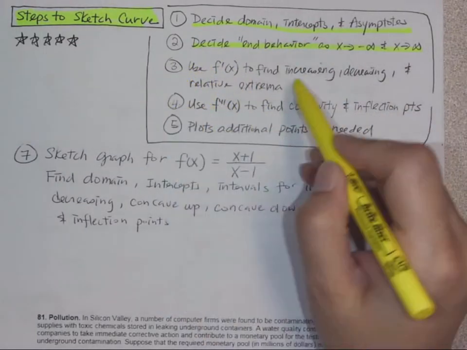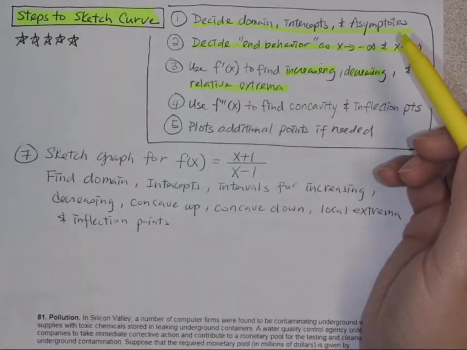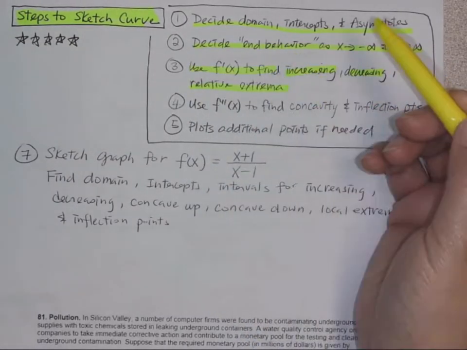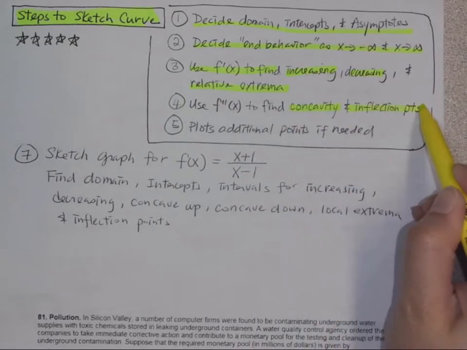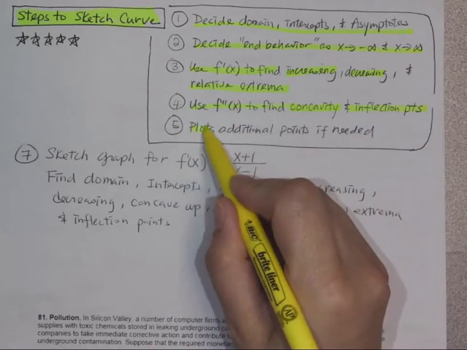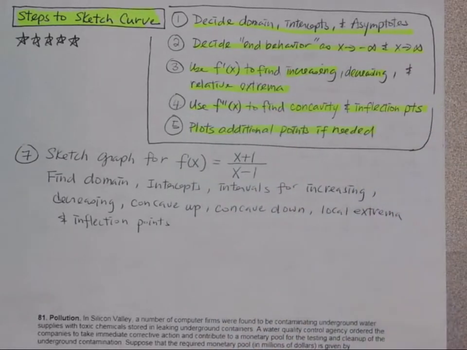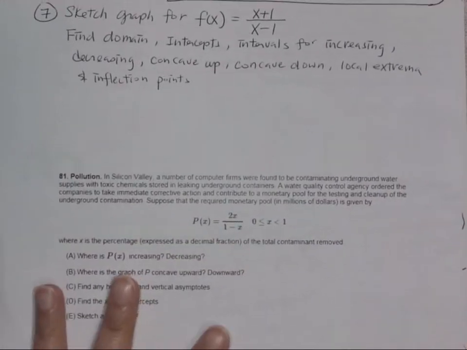And remember, when we want to find increasing, decreasing, and the relative extrema, we do the first derivative. When you want to see the concavity and inflection points, you do the second derivative. Sometimes you may need to plot additional points for the graph, and it's a pretty complex question, so we're going to try to do this together. So you probably need a piece of paper because it's going to be lengthy.